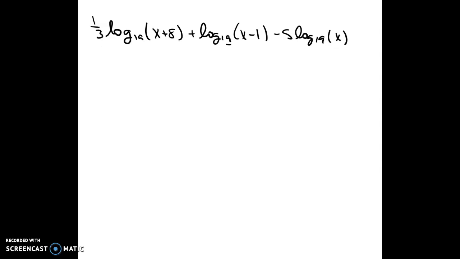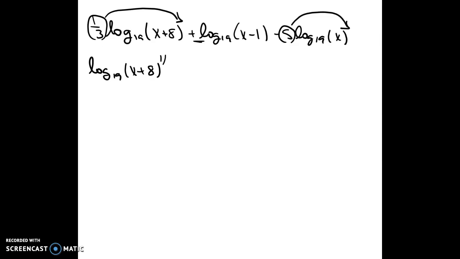Next thing I'm going to do is take the numbers outside in front of the log and make those exponents. So I'm going to bring that over here. This one doesn't have any. And I'm going to bring this one over here. So this is going to be log base 19 of x plus 8 raised to 1/3 plus, we're going to leave this one the same, log base 19 of x minus 1, minus log base 19 of x raised to 5.